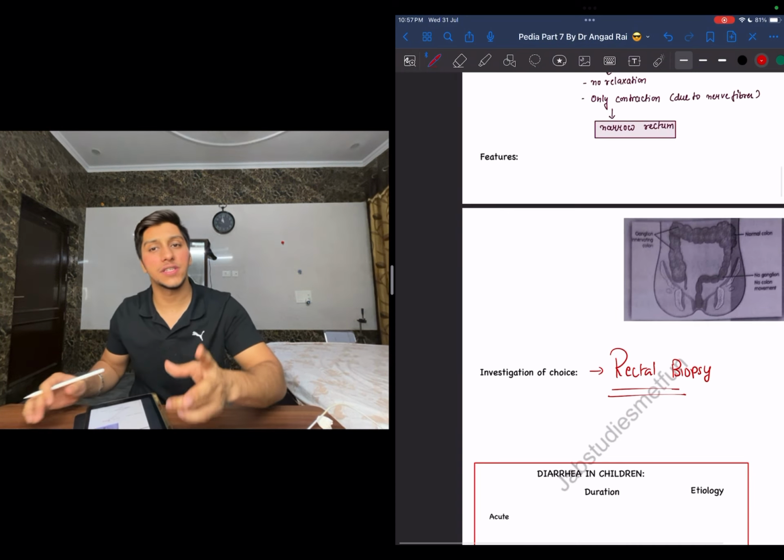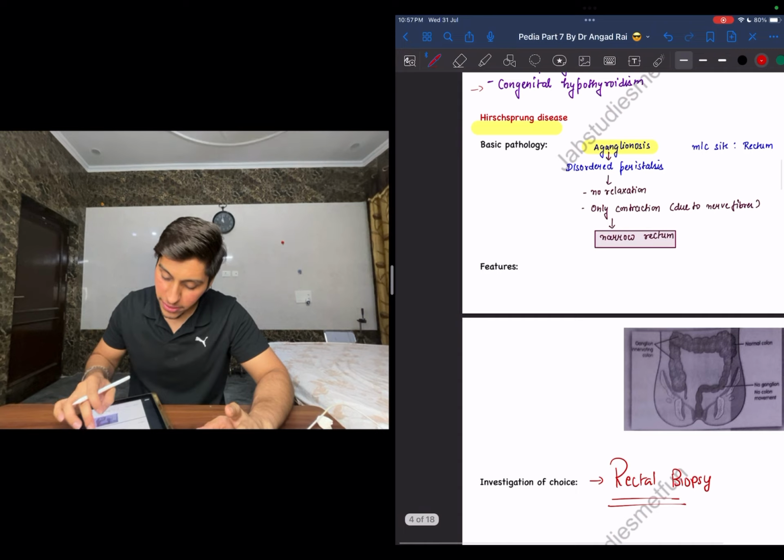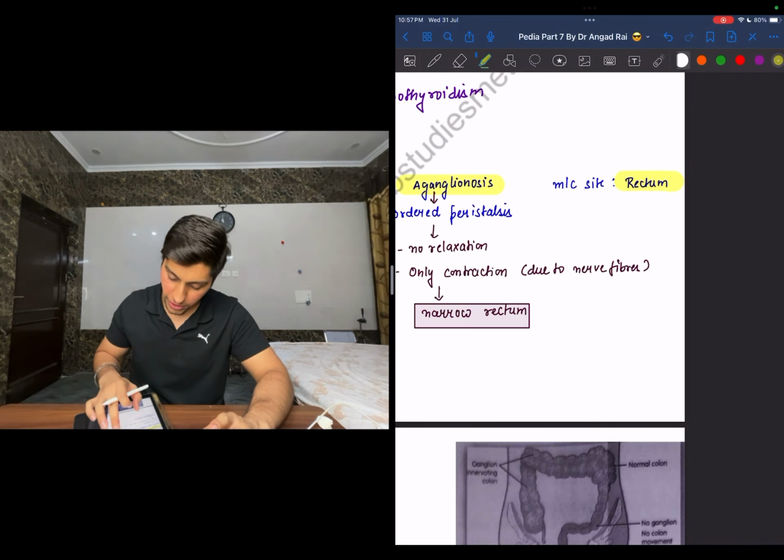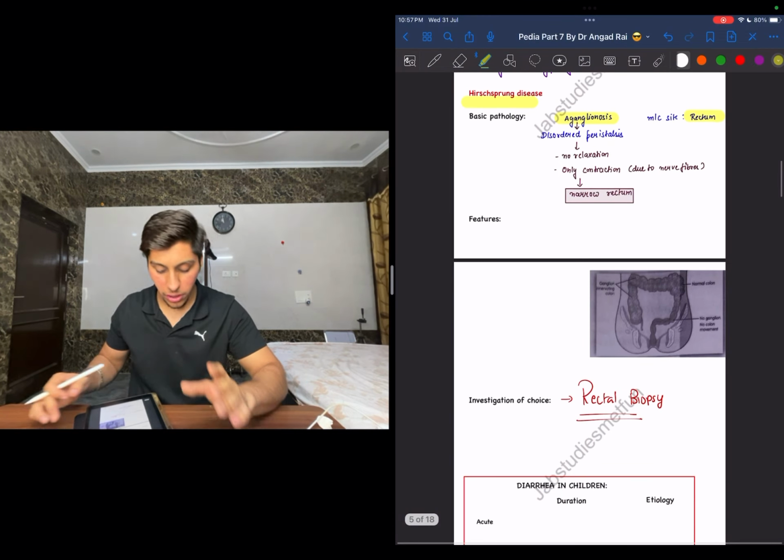Okay, management is just resect that part. Remember guys, the most common site is going to be your rectum. Okay, this is about your Hirschsprung disease.